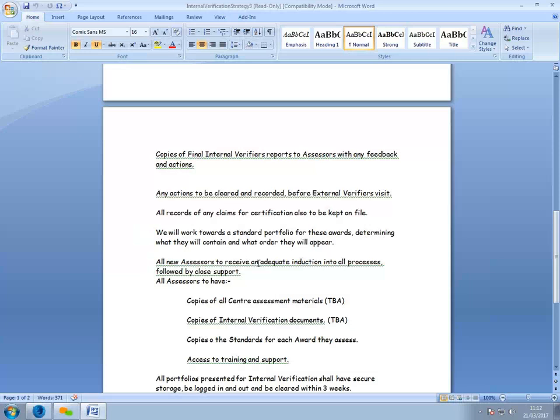All new assessors to receive an adequate induction into our processes, followed by close support. There's a word in there, adequate. Who deems it adequate? Well, in this case, it's you, the IQA. Yeah. If you think an assessor is now capable of working on their own, and you know the people, you're working with them on a daily basis, are they capable of working alone with some support, or do they still need to have further training? The induction process needs to cover everything, all the documentation, and everything that goes with it.